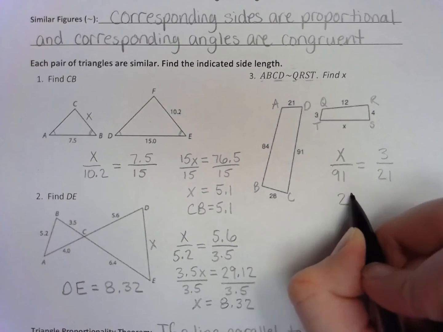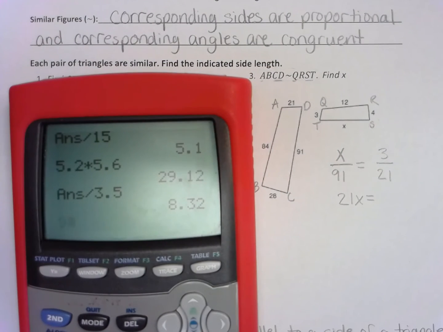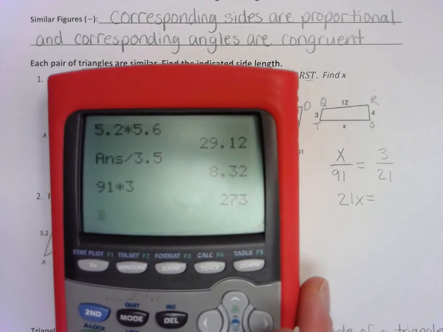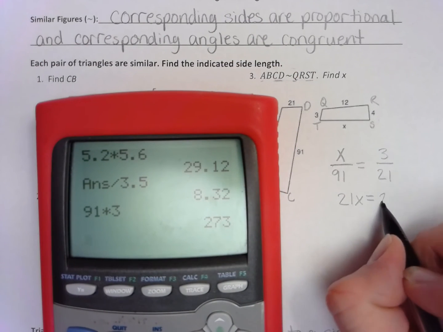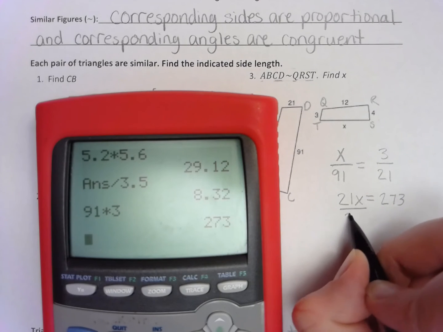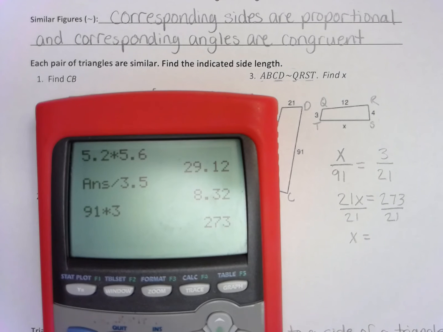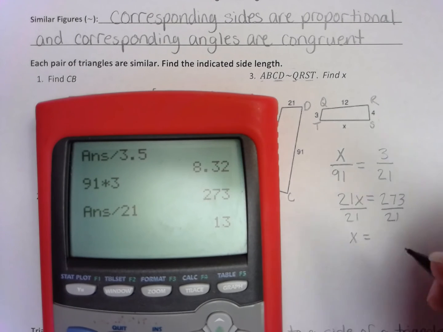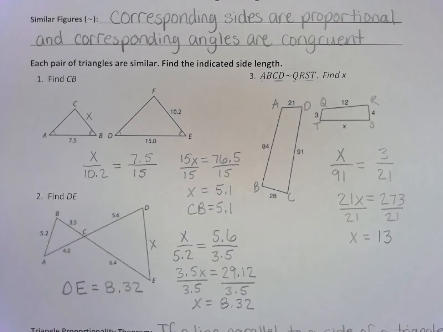So 21x equals 91 times 3 gives us 273. Divide both sides by 21. Dividing by 21 gives us x equals 13 for that missing side.